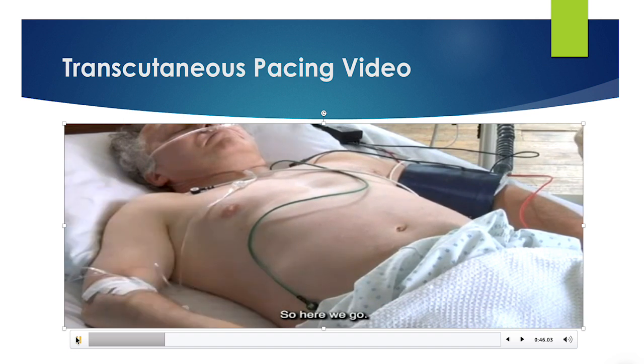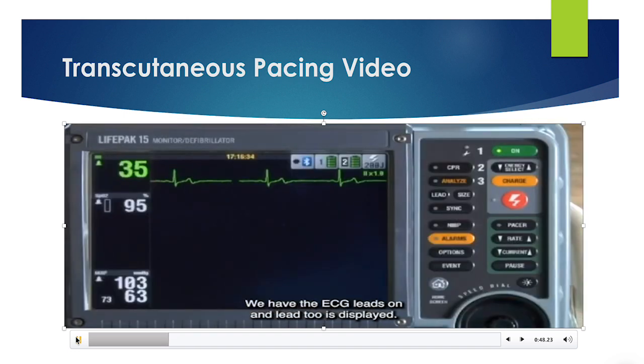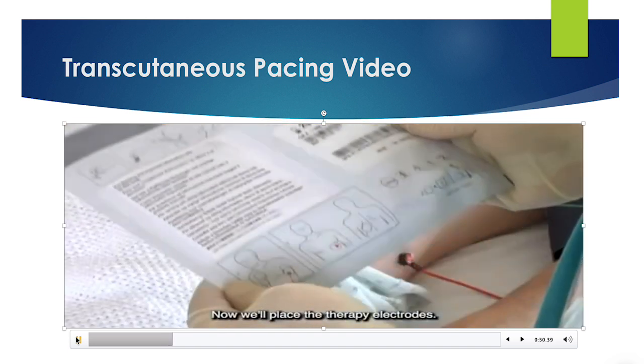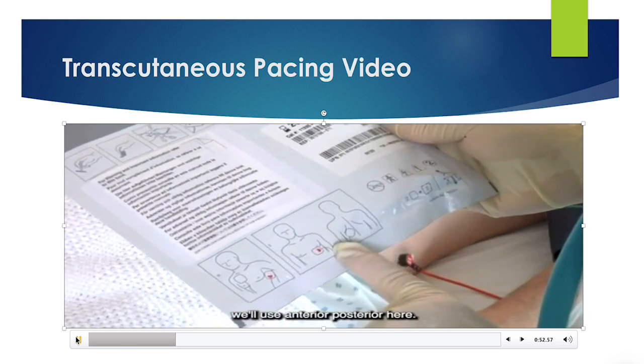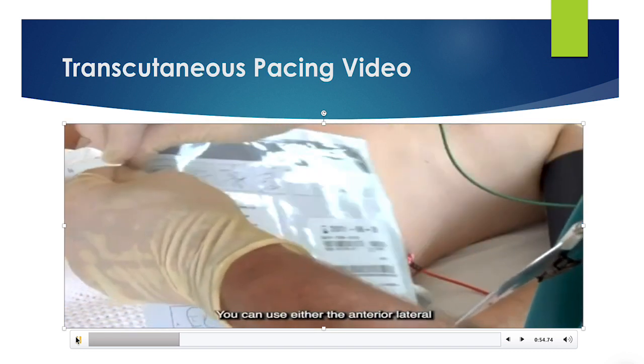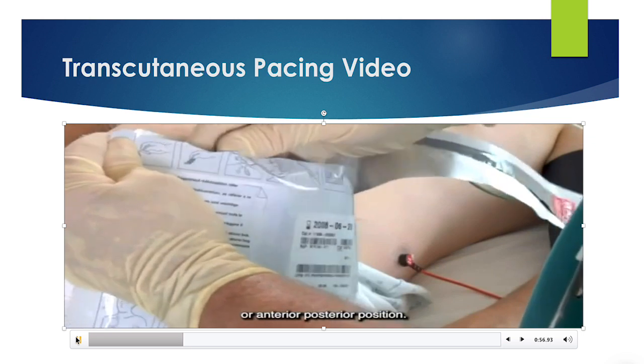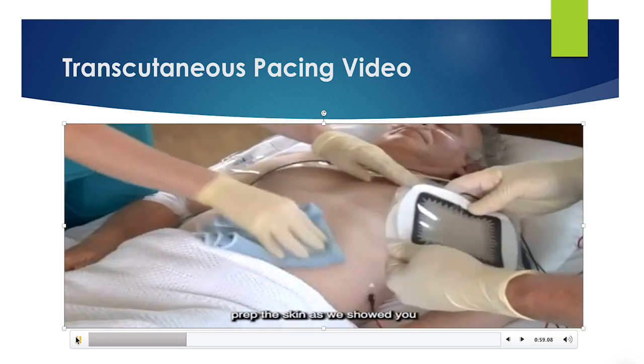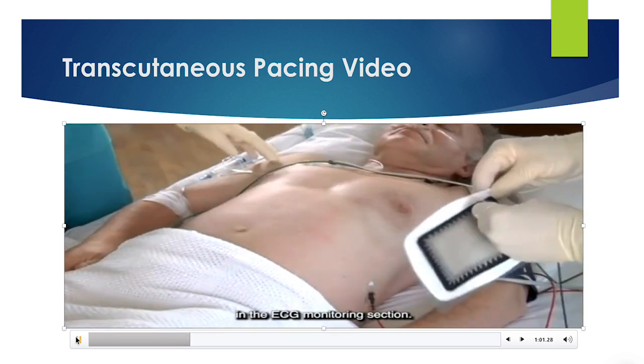So, here we go. We have the ECG leads on and lead 2 is displayed. Now we'll place the therapy electrodes. We'll use anterior-posterior here. You can use either the anterior-lateral or anterior-posterior position. Prep the skin as we showed you in the ECG monitoring section.